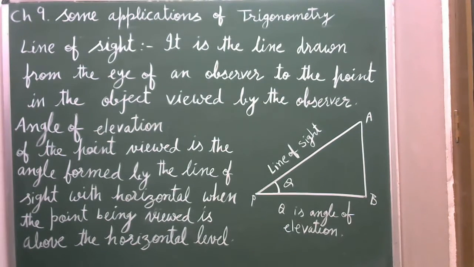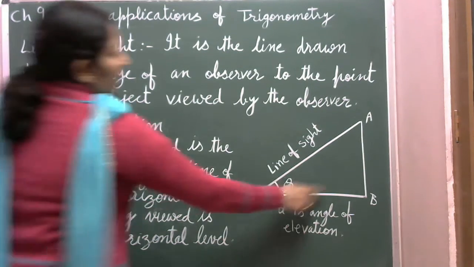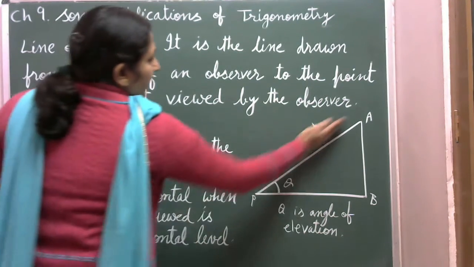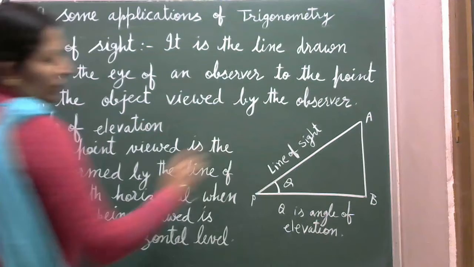So here is the definition of line of sight. It is the line drawn from the eye of an observer to the point in the object viewed by the observer. Then the angle of elevation. Definition of that: the angle of elevation of the point viewed is the angle formed by the line of sight with the horizontal when the point being viewed is above the horizontal level. Here the point is above the horizontal level and this is the line of sight. Theta is the angle of elevation.